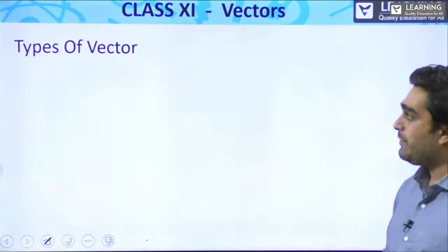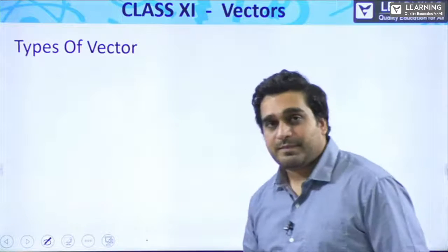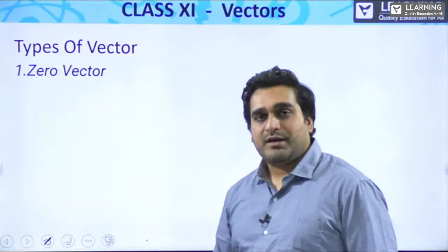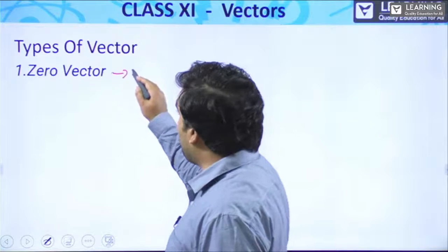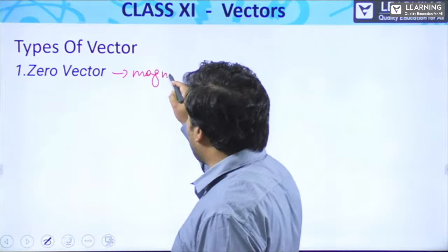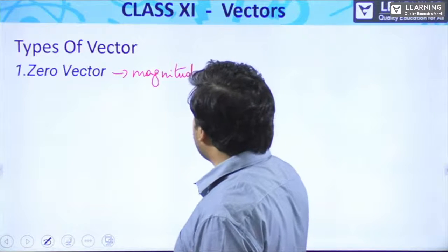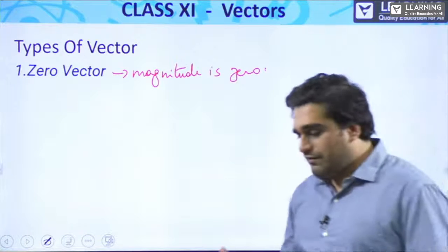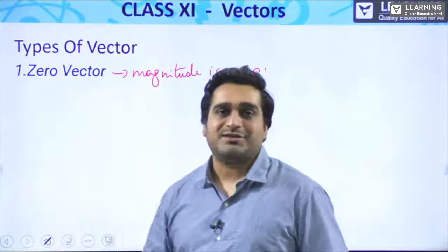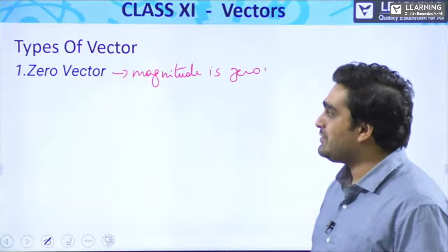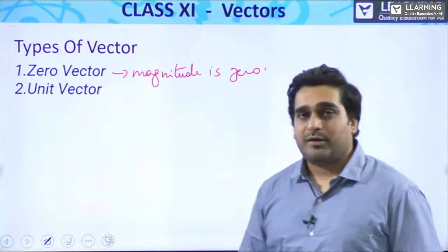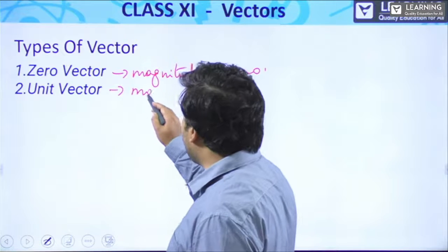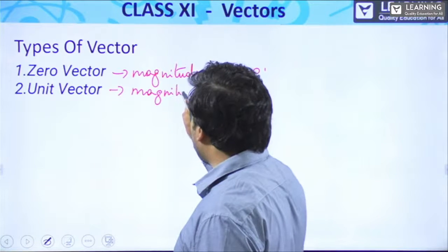Now moving on to types of vectors. The first type of vector is a zero vector. Zero vectors are those whose magnitude is 0. Simple. If the magnitude of a given vector is 0, then it is called a zero vector. Next, unit vector. A unit vector has a magnitude equal to 1, or unity.